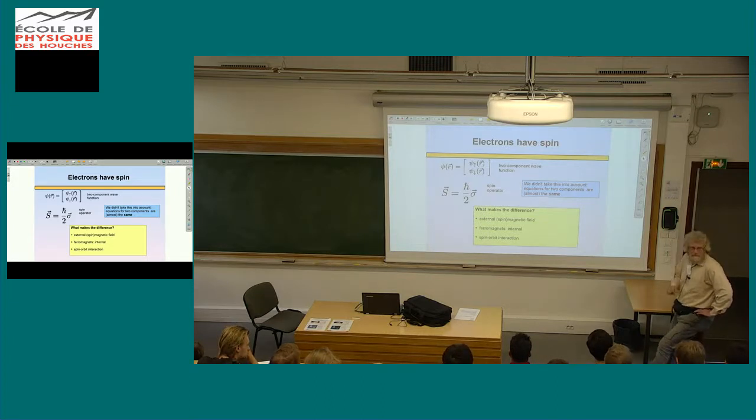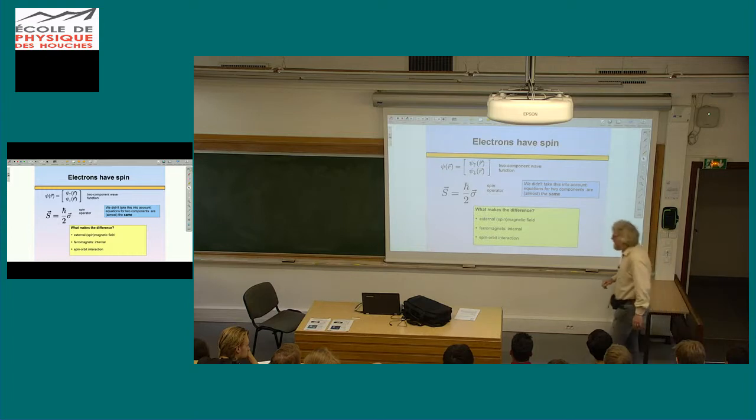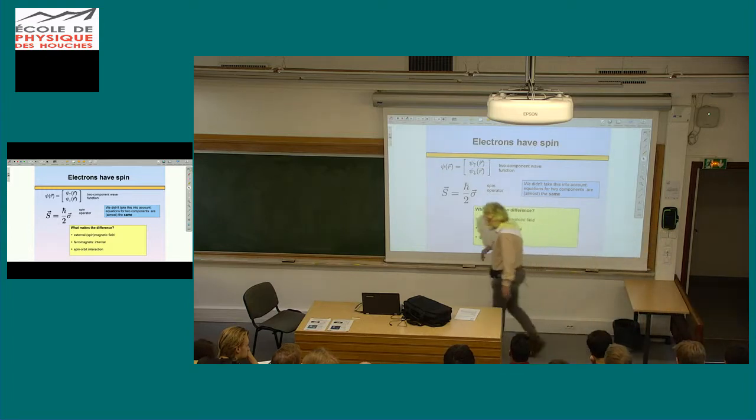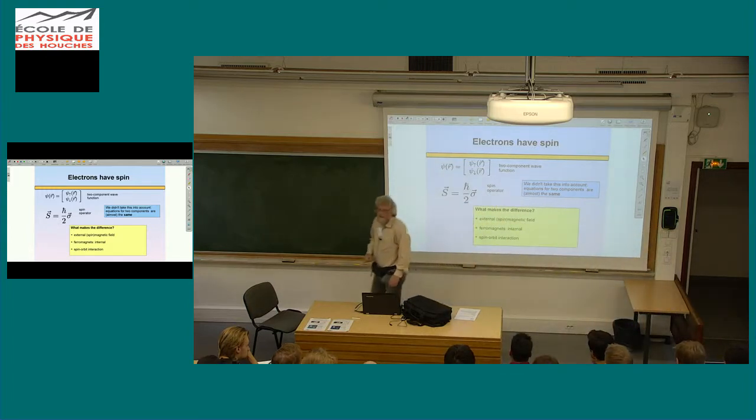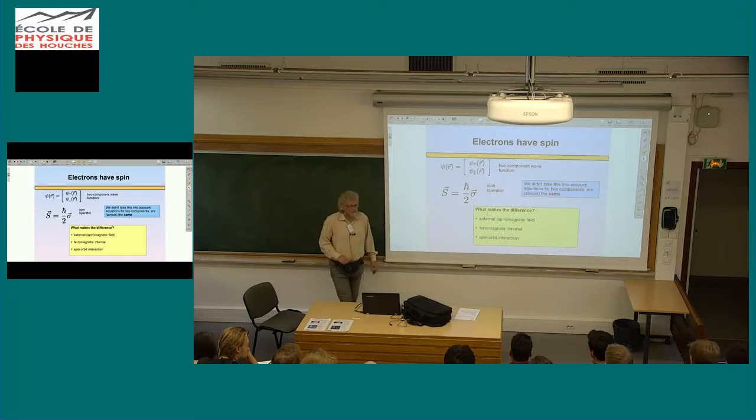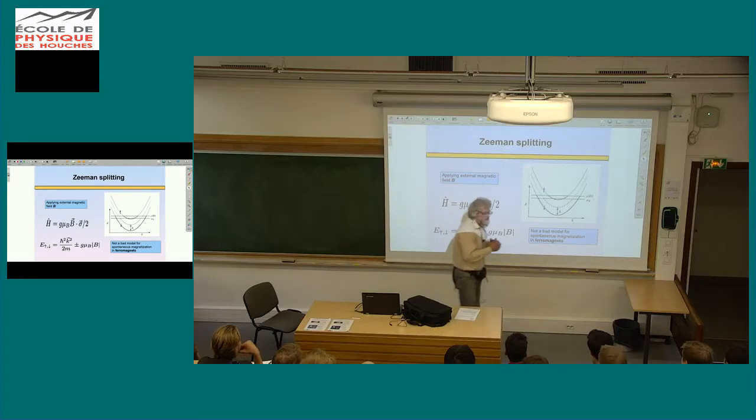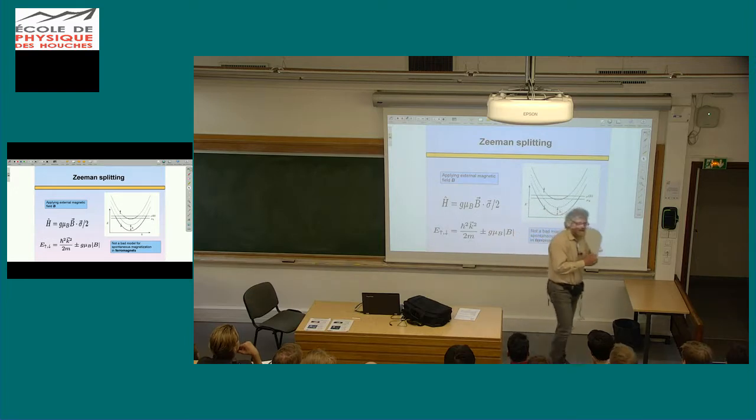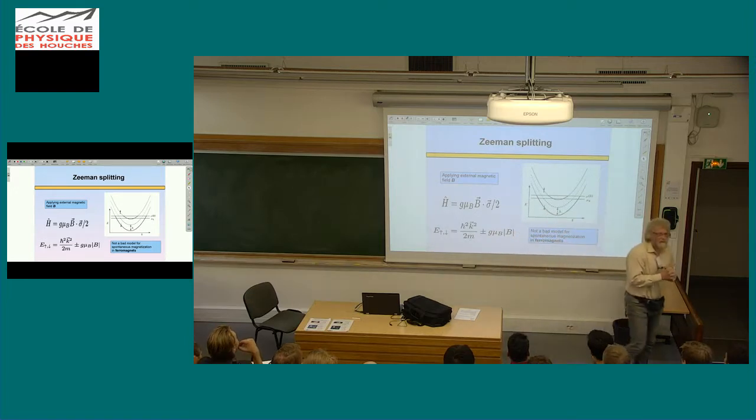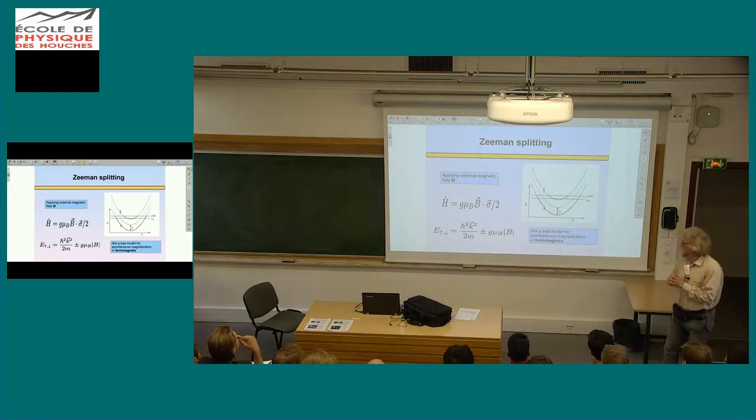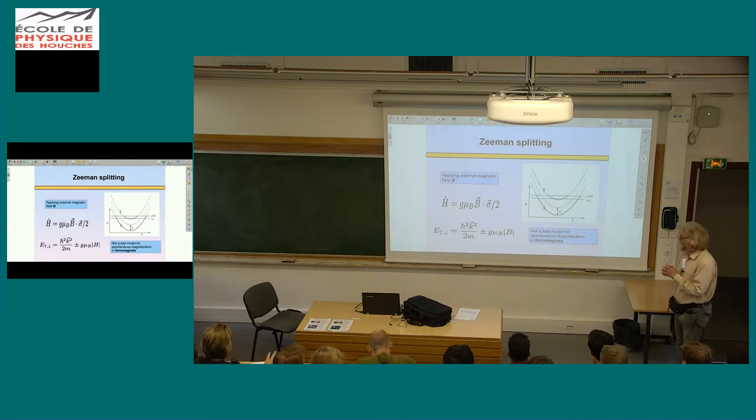Good. The simple message: electrons have spin, and we'll try to understand quickly, at a very surface level, what it means in the context of quantum transport. Good. Let us first start with a simple example. I would say it's even below master level. It's about Zeeman splitting.